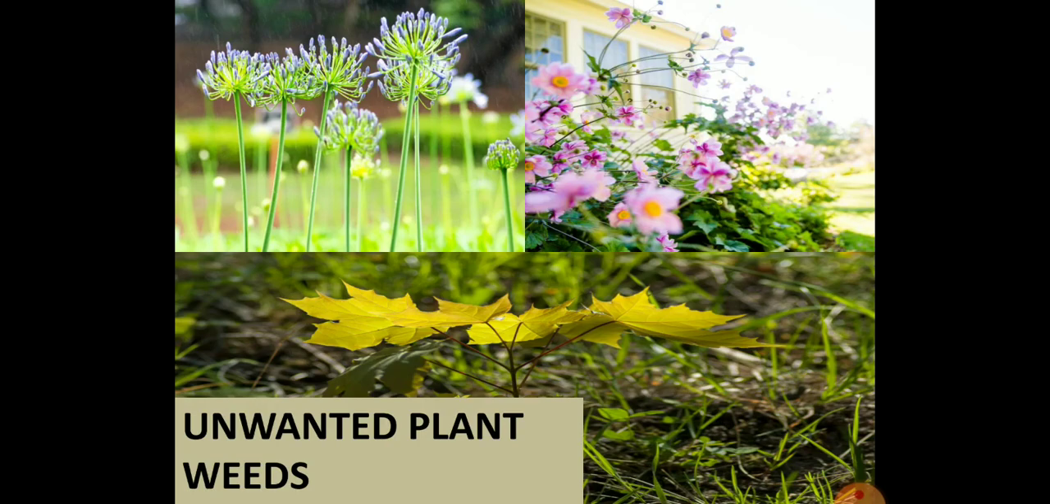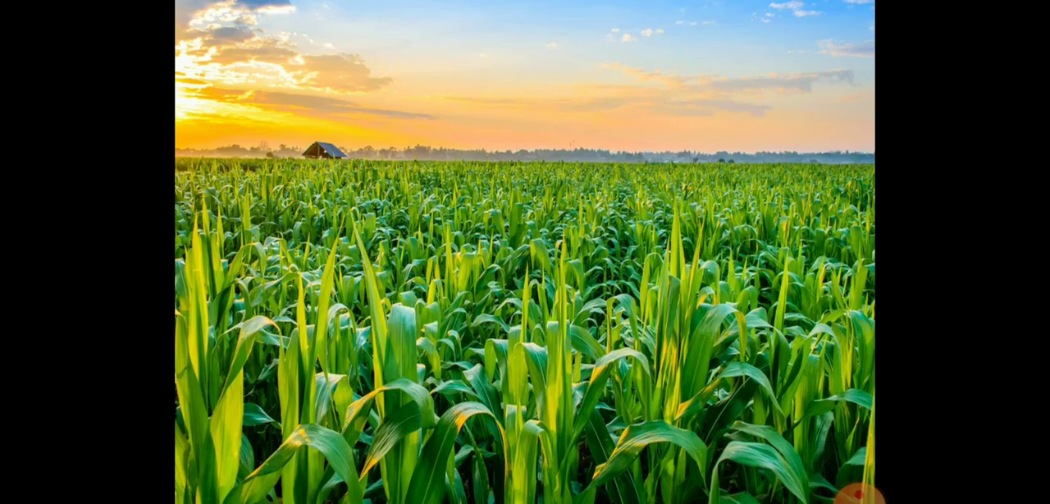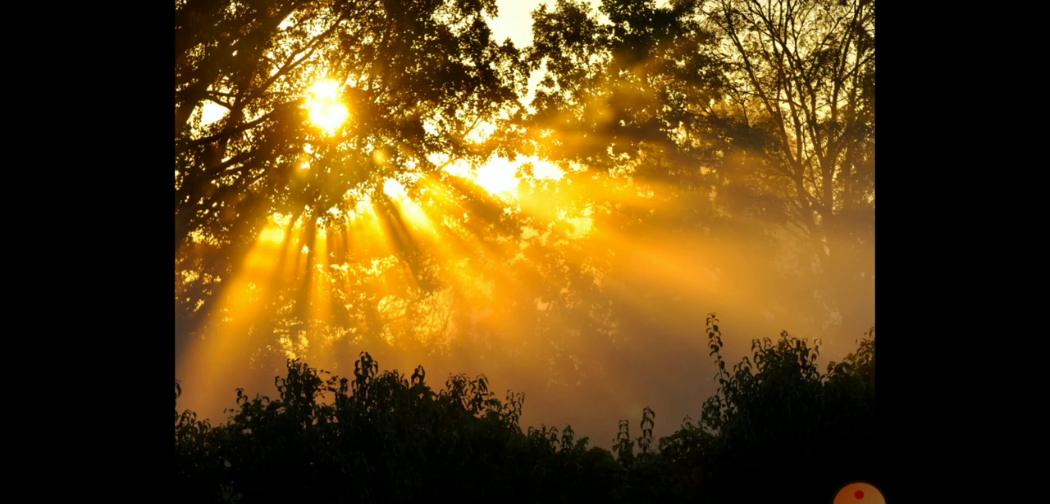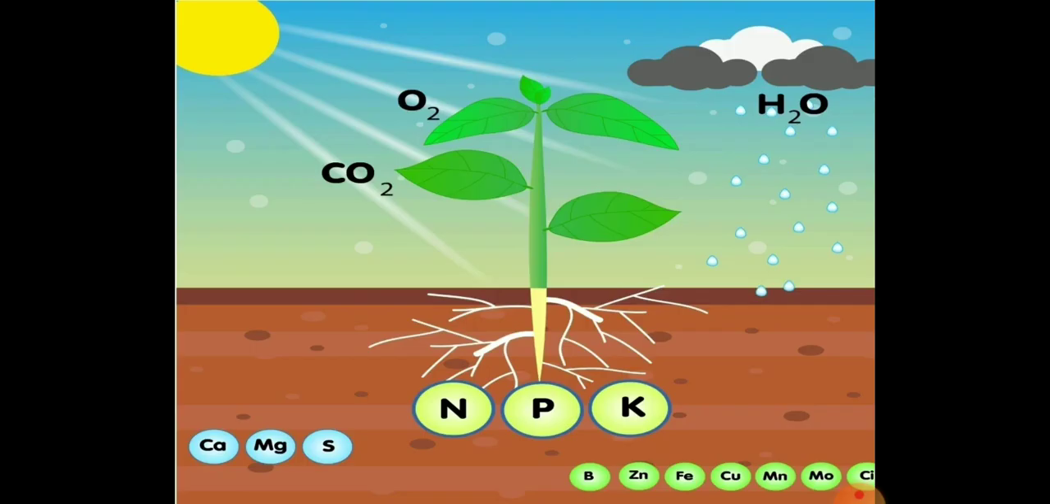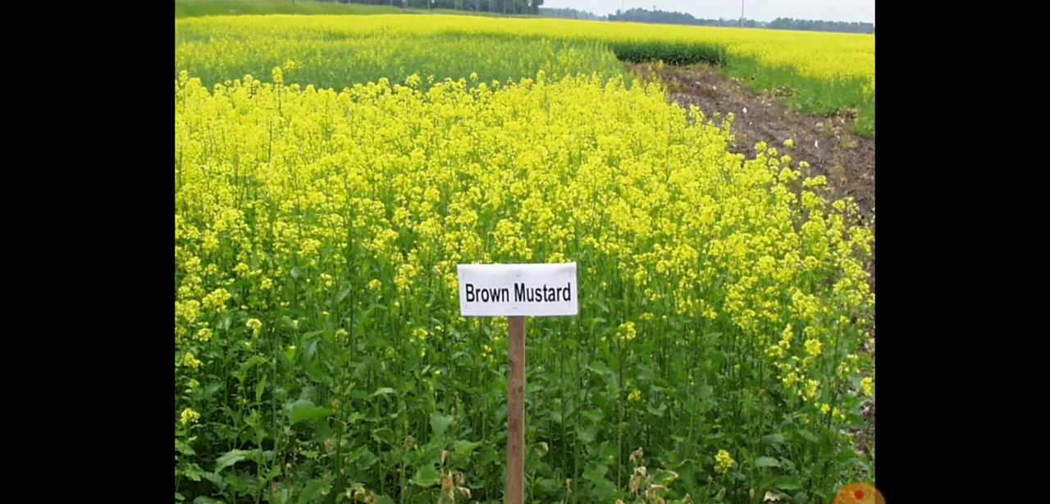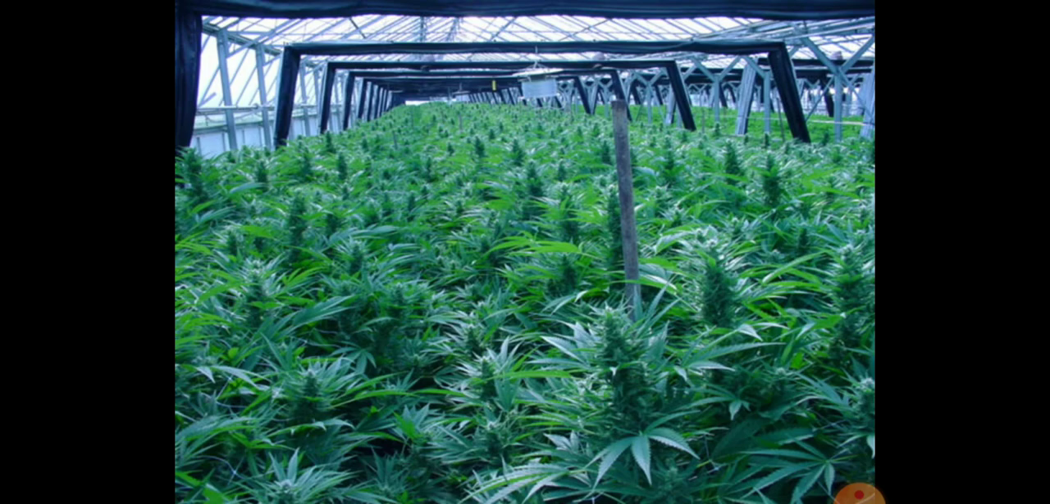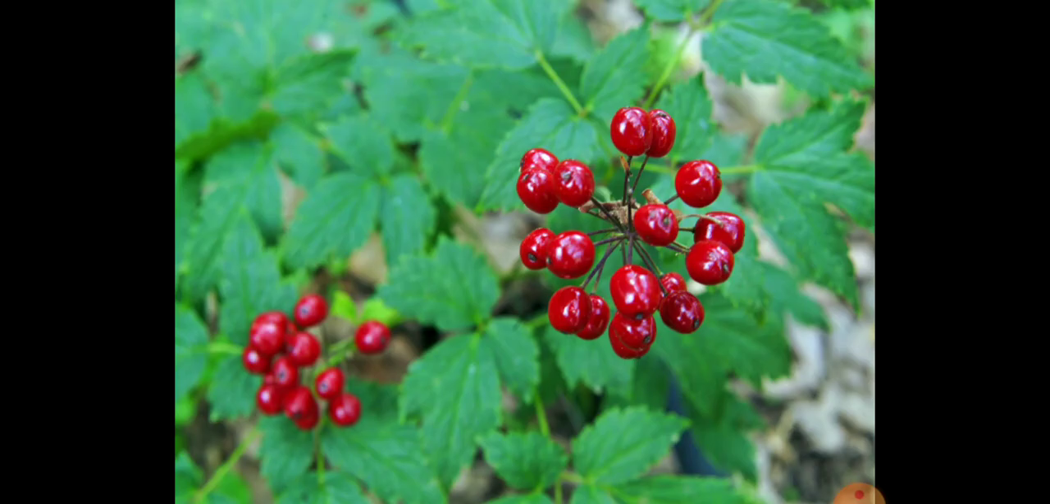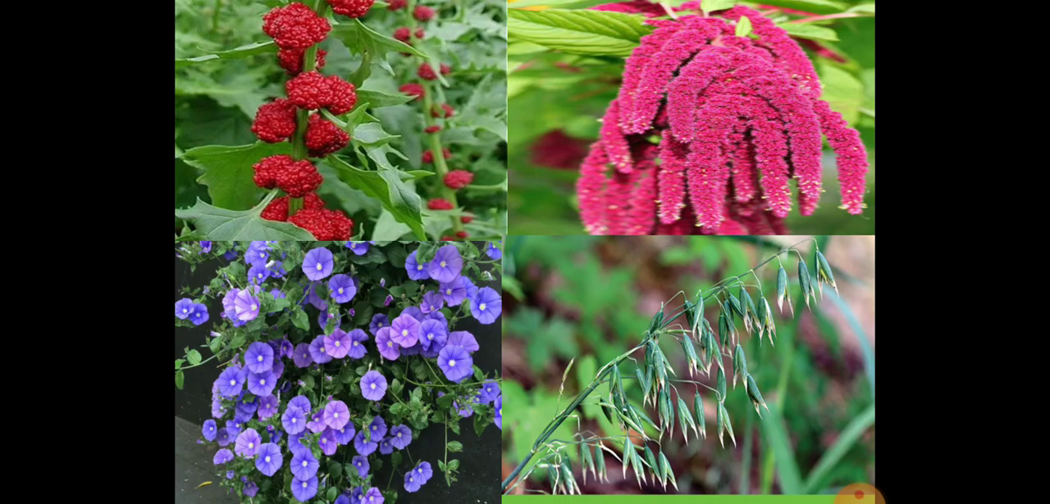Weeds are the unwanted plants that grow along with the main crop and compete with them for sunlight, water, nutrients and space. They also affect the growth and yield of the crop plant. It has been noticed that weeds sometimes grow faster than the crop itself. Specific types of weeds grow with a particular crop. Some weeds are poisonous too.